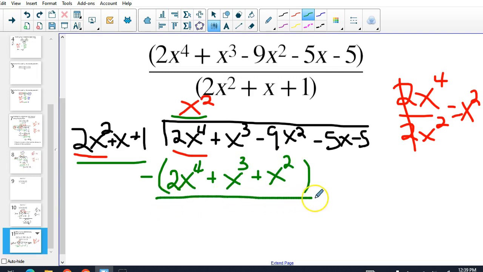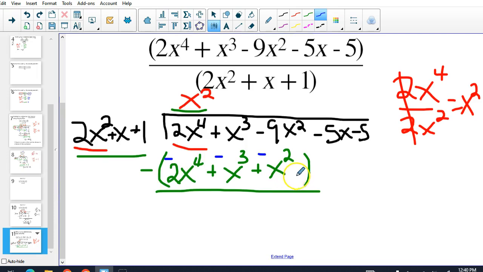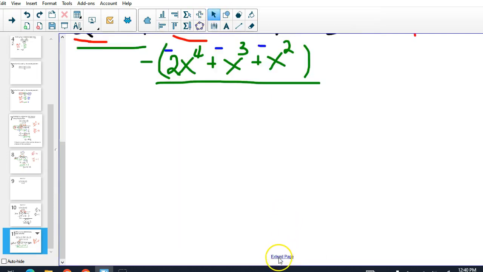Alright. I'm going to distribute the negative just to make it a little easier to see. This negative is going to go to every piece. So we have minus 2x squared minus x cubed minus x squared. I think I said x squared here. It should be x to the 4th. 2x to the 4th minus x cubed minus x squared. Let me extend this page because we're going to need it.